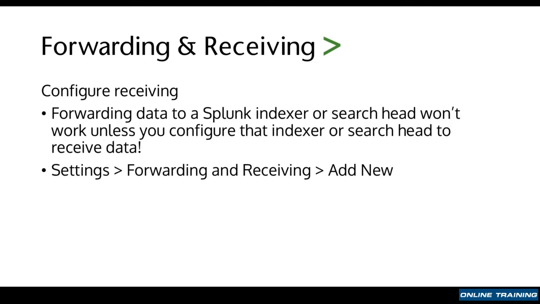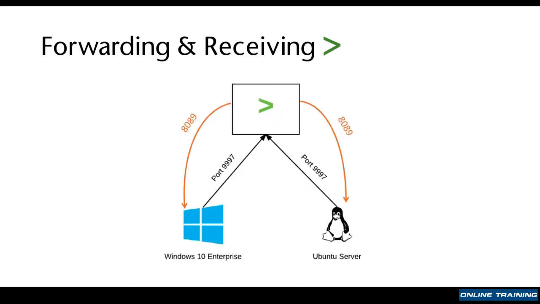Forwarders will not work unless you configure receiving. I can't tell you how many times I've forgotten about configuring receiving when setting up Splunk instances. Simply go to Settings, Forwarding and Receiving, and then Add New, and we'll show you how to do this in the demo. So here is how my lab is set up.